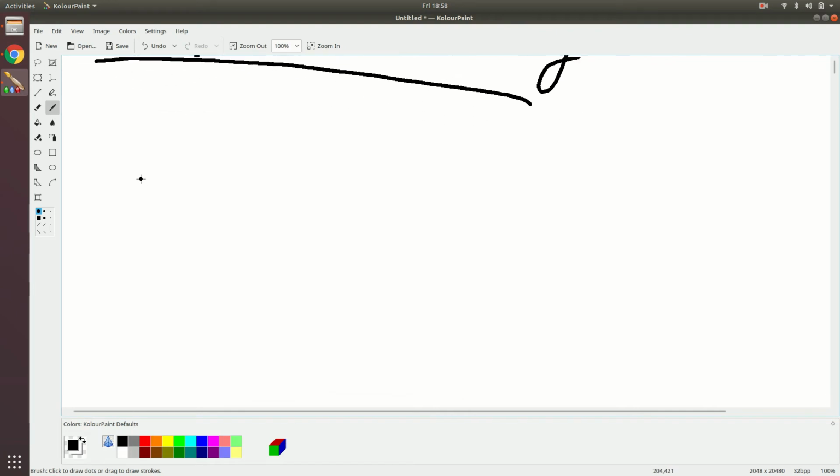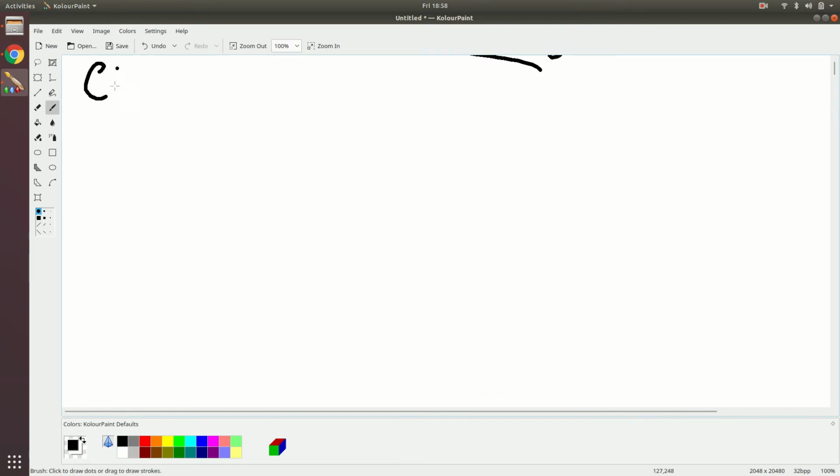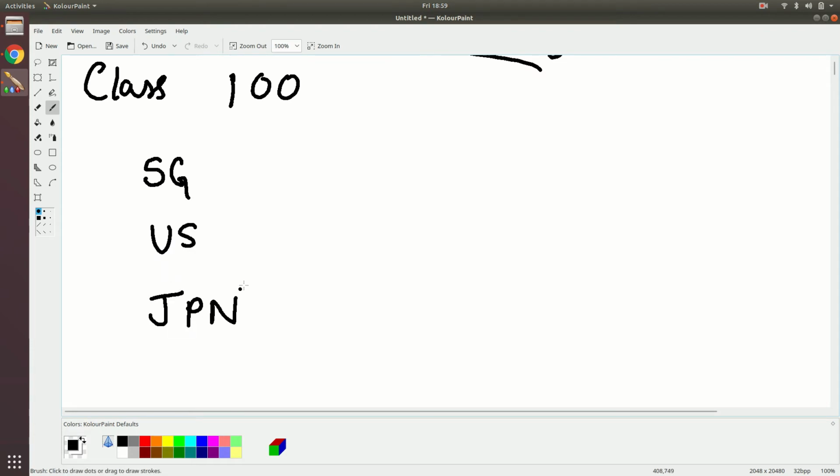So what's the example? Let's take a class. Let's say that there is a class of strength 100. The class is divided into three groups, like three groups of citizens. It's an international class. So there are Singaporeans, there are US citizens, and then there are, let's say, Japanese citizens. So Singaporeans, there are 10 of them, US there are 20, and Japanese, let's say there are 70. So that this makes 100.